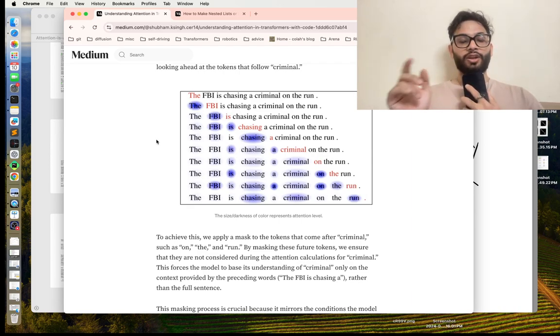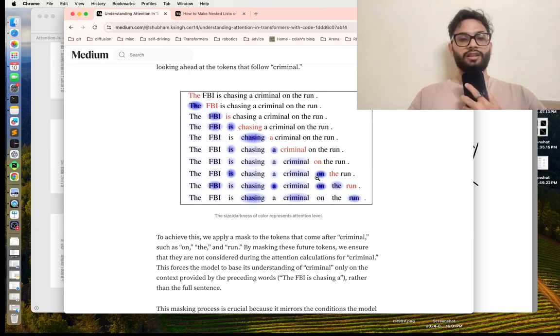So during training, when the decoder is learning to predict the next word, which is "chasing", the decoder has access to these two words also, "a criminal on the run". But we don't want the decoder to look at these words, because during inference time the decoder will not have access to these tokens. So that is why we mask them.